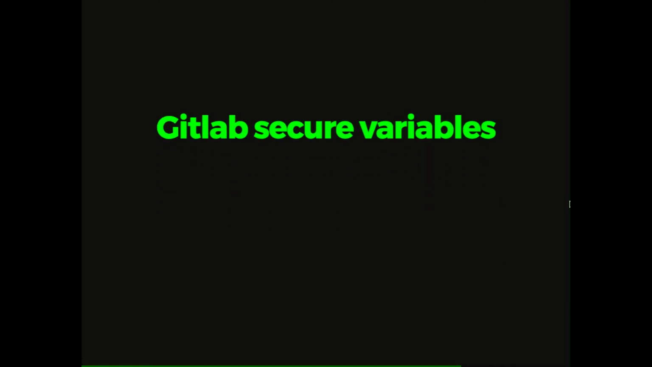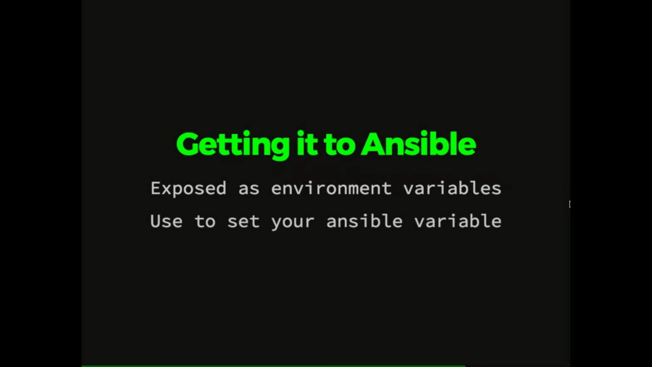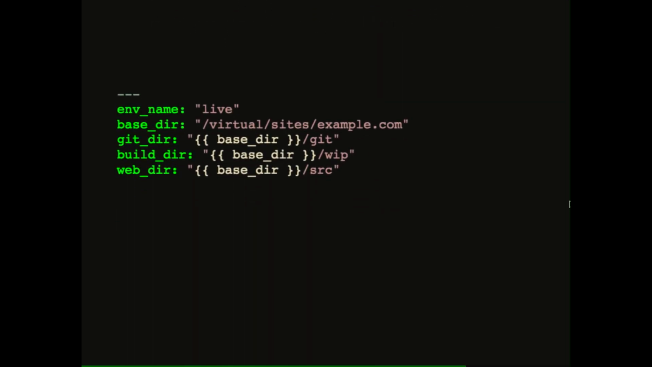We use something called GitLab secure variables. They're unique per repository, and they're stored encrypted on the GitLab server. And they're really easy to define and edit. There's a nice web UI that takes care of it for you. So how do we do that? We define our secure variables inside the GitLab UI for our project. And then when GitLab CI deploys our project, it exposes those secure variables as environment variables. And then we map those to Ansible variables in our playbook. So it looks a bit like this.